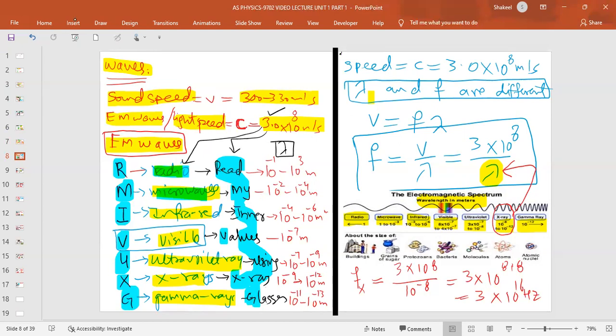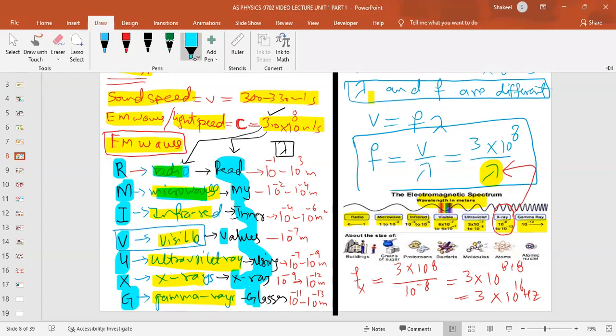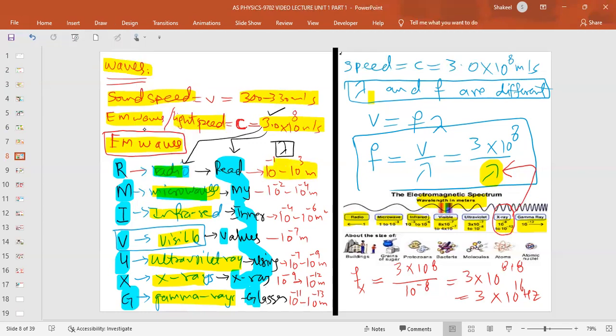For radio waves, let's say it is between 10 power minus 1 meter to 10 power 3 meter. For microwaves, it is between 10 power minus 2 to 10 power minus 4. For infrared, it is 10 power minus 4 to 10 power minus 6. For visible, it is 10 power negative 7. For ultraviolet, it is 10 power negative 7 to 10 power negative 9. For X-rays, it is from minus 9 to minus 12. And gamma rays are having the least wavelength, that is ranging from minus 11 to minus 13. So you need to memorize all these values of the wavelength.